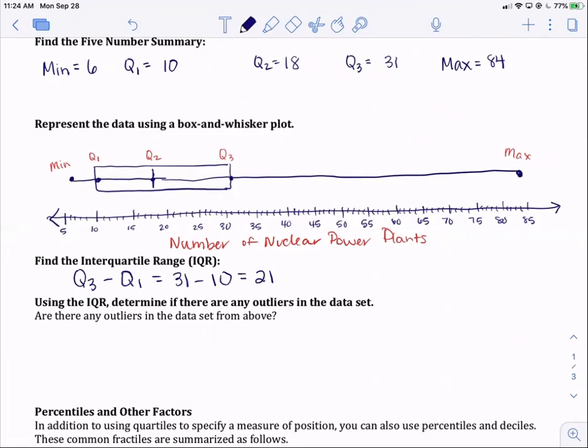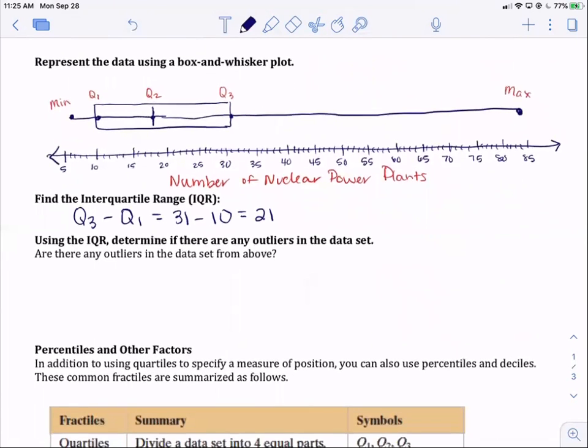Looking at our data set, do we have any outliers? Or do we think we have any outliers? Okay, we're shaking our heads yes. So 84 looks like it's probably an outlier. So we have a way to test it. The way we do that is we take our interquartile range and we're going to take 1.5 times that number. So we're going to take 1.5 of 21. And I'm not doing that in my head. Okay, so if we do that, we get 31.5.